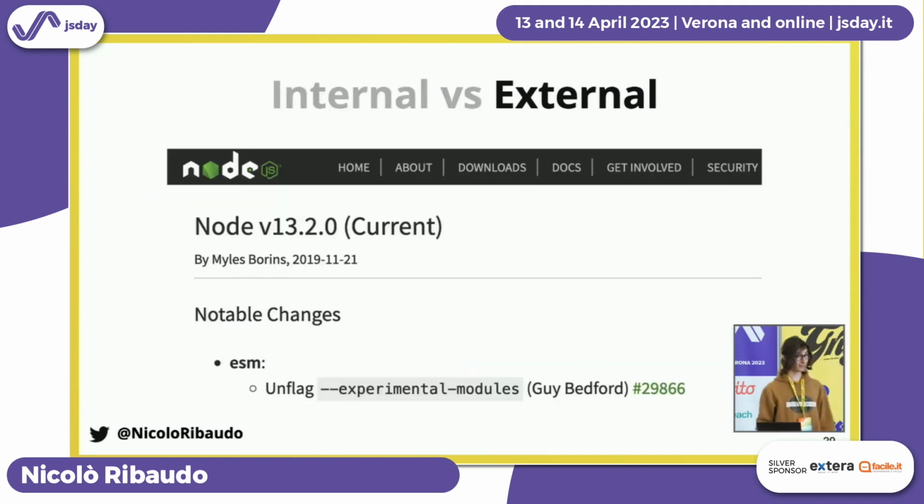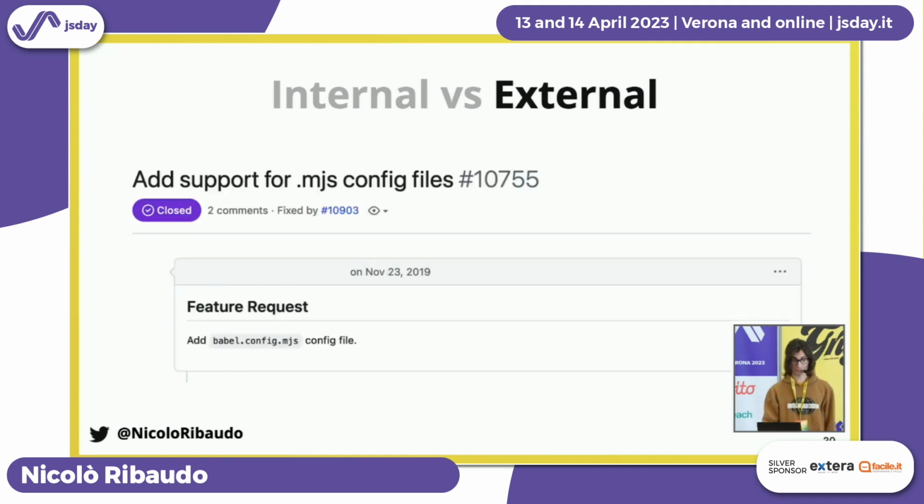In November 2019, Node.js unflagged their ESM implementation. And this is the 21st of November 2019. And just 2 days after, we got our first issue asking, hey, please, can you let me use ESM in my config files? This is not really migrating our internal code. This was about letting Babel users do whatever they wanted with their own files.